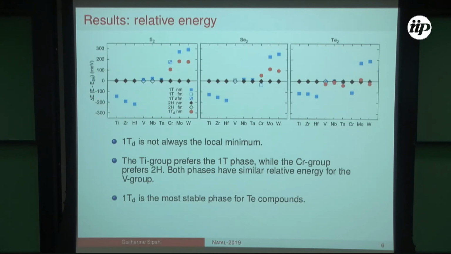Sometimes they have a very big difference in energies, so we can say 2H is much more stable in this case. For this class of materials, 1T-prime is the most stable phase for the tellurides, for the sulfides we cannot say, and for the selenides it is 2H. In here you can also see if they are antiferromagnetic, ferromagnetic, metal, or semiconductor. I will present these results later. For the tellurides, the most stable phase is usually 1T-prime, with small exceptions.